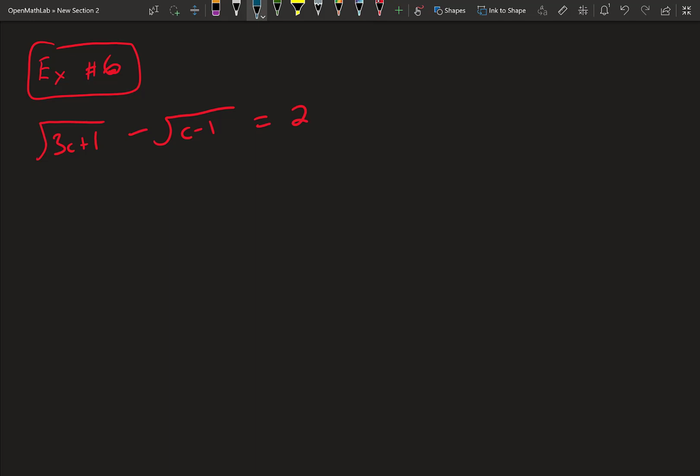So we want to isolate one of the square roots, right? So maybe I'll just isolate this one here. I could add the square root of c minus 1 to both sides. So then what we're left with is the square root of 3c plus 1 equals 2 plus the square root of c minus 1. And then now, since I have that isolated, I'm going to want to take the square root of both sides. So on the left, I would just get 3c plus 1, right, because the square root and the square cancel out.